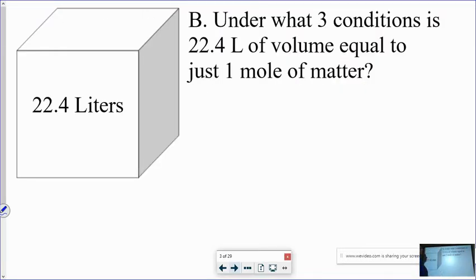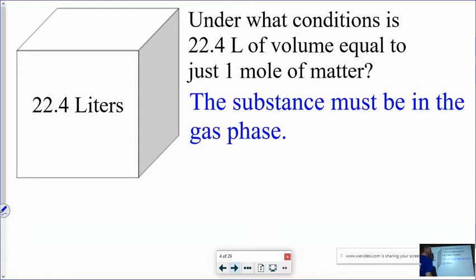So it says, under what conditions would a gas fill 22.4 liters? So first of all, let me start off with, this is roughly the size of 22.4 liters. So 1 mole of gas would occupy this container under certain conditions, and it's wondering what those certain conditions actually are. So these are standard temperature pressure conditions.